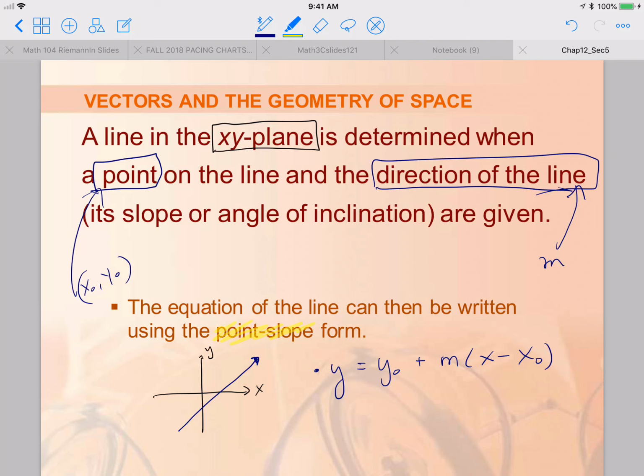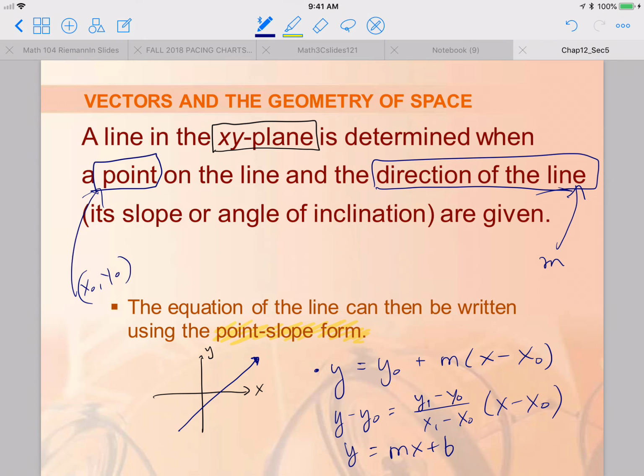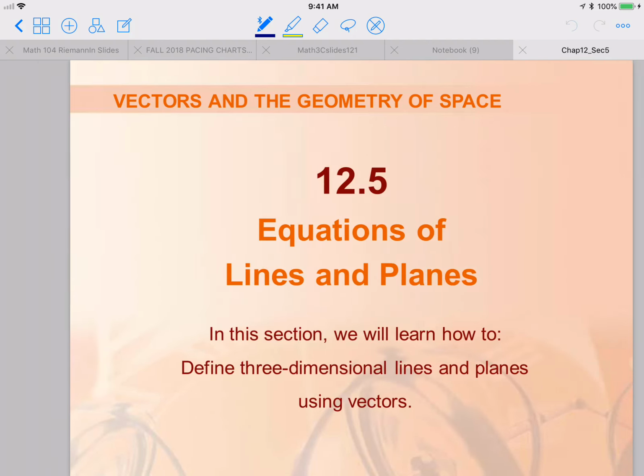And I just want to mention that we also have about three different ways that we can express the equation of a line. We could use the point-slope form. We could also use the two-point form, y equals y naught plus y1 minus y naught over x1 minus x naught, times x minus x naught. And then we have the slope-intercept form. And we're going to have the same multiplicity of forms in 3D space. So we'll have three different ways to write equations for a line in 3D space.